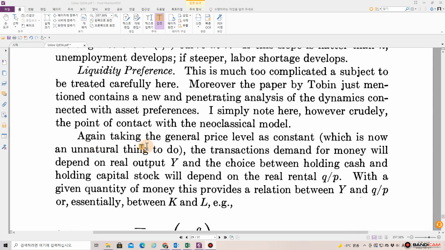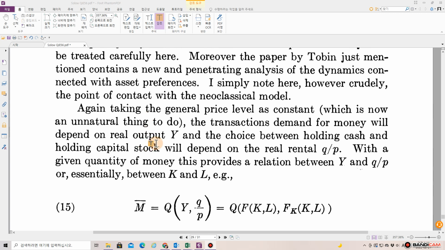Liquidity preference. This is much too complicated a subject to be treated carefully here. Moreover, the paper by Tobin just mentioned contains a new and penetrating analysis of the dynamics connected with asset preference. I simply note here, however crudely, the point of contact with the neoclassical model. Again, taking the general price level as constant, which is now an unnatural thing to do.